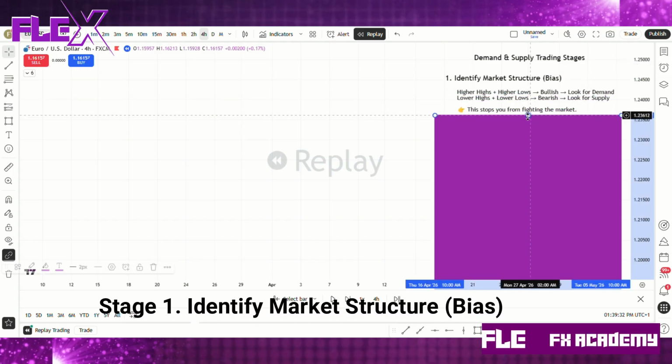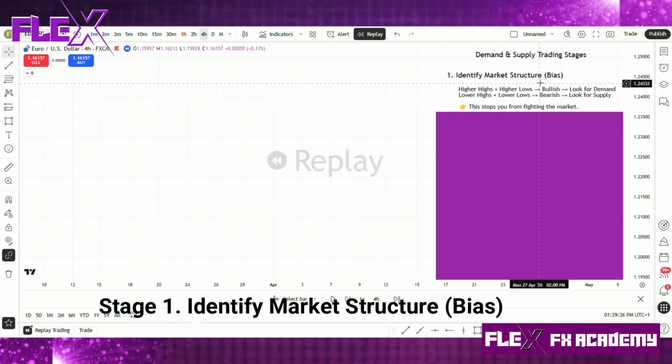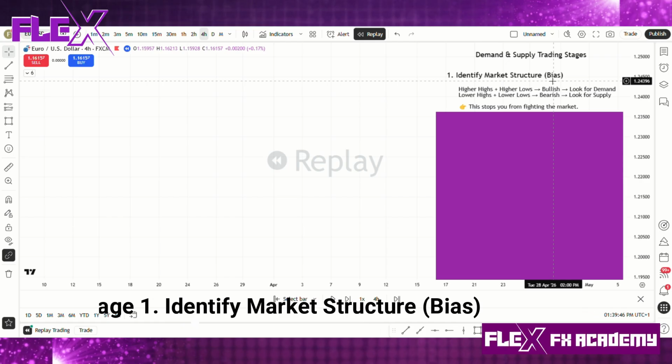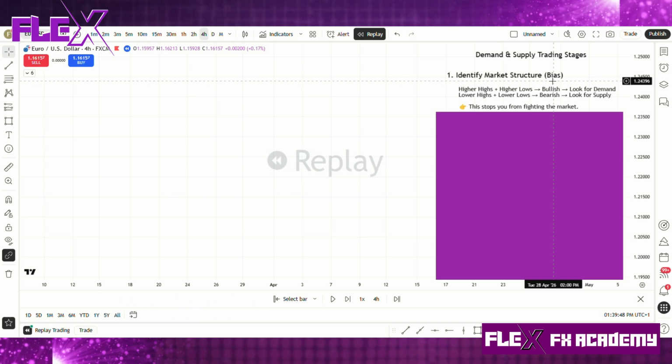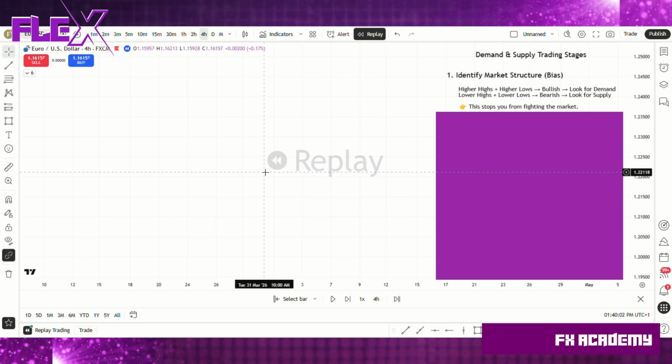Stage one is to identify the market structure or the market bias. It's very common in trading that it is best for you to determine the structure of the market, so that you will not be fighting the market. If you're just trading every demand and supply zone you see, no matter how accurate you are, and you're not making sure you're aligning with the trend of the market, you're actually fighting the market, and in the long run you may not be profitable.